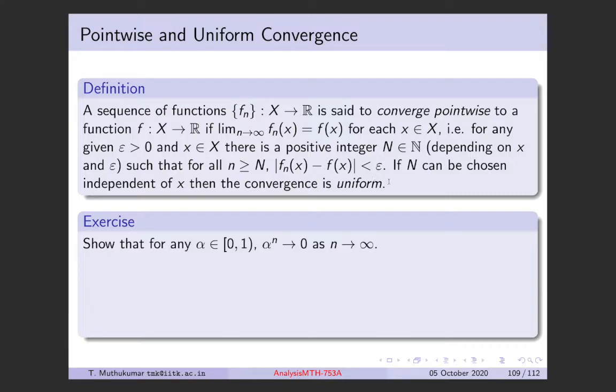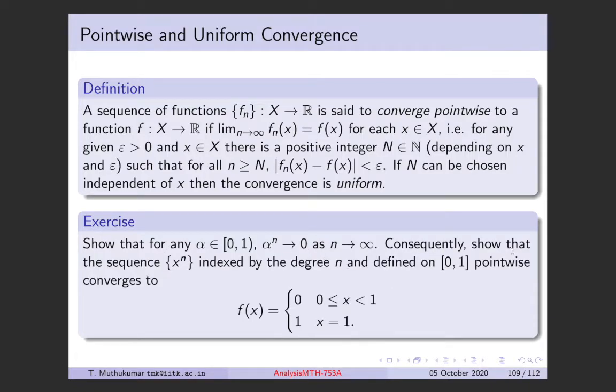As a simple exercise, please try doing this. First show that for any real number alpha lying between 0 and 1, including 0, and for positive integers n, where n goes to infinity, so the set of all positive integers, you fix an alpha which is between 0 and 1, including 0. Then alpha to the power n always converges to 0. Please do this as an exercise.